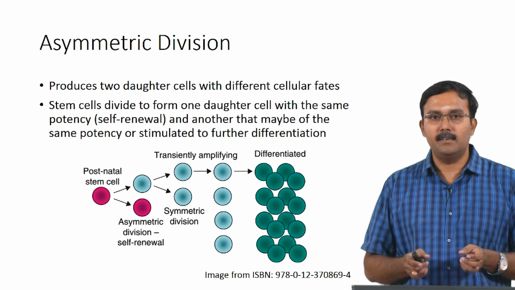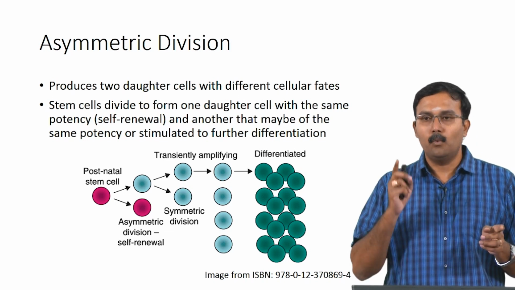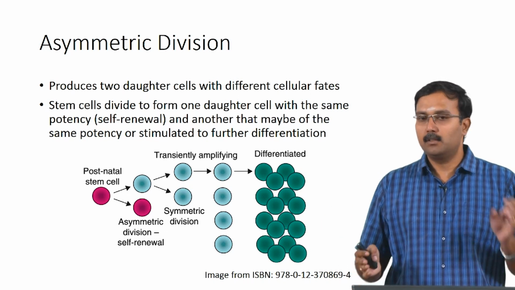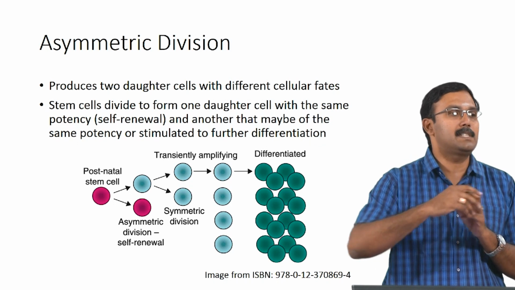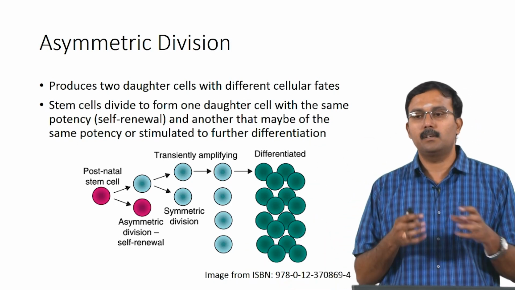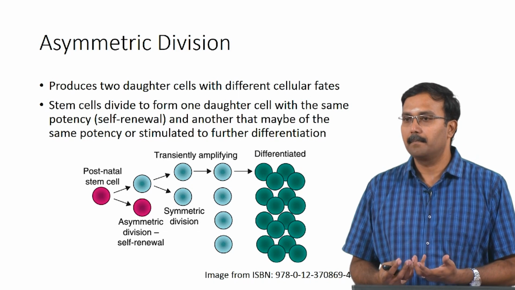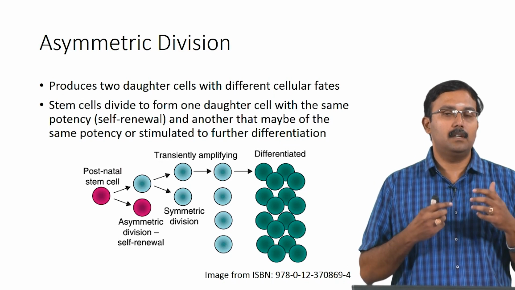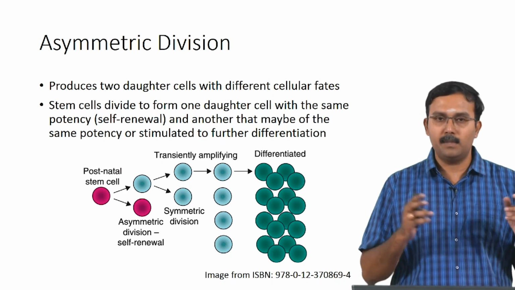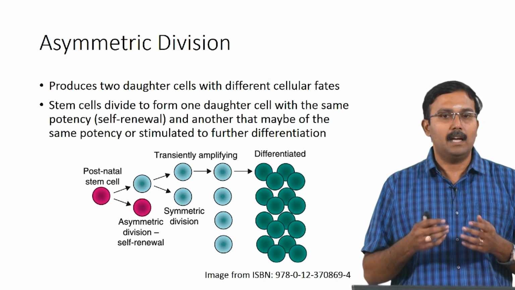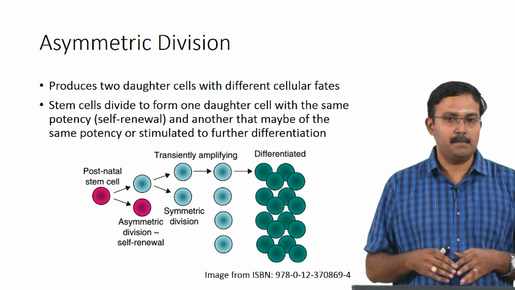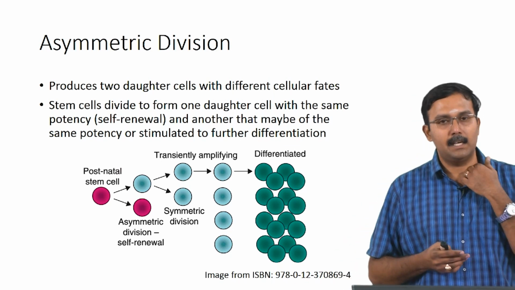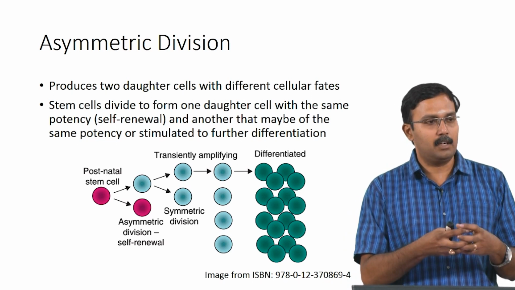You have asymmetric division where the stem cells which divide, one will be a stem cell, which means the self renewing property is maintained. So, one stem cell forms one stem cell and another cell which can get differentiated into any type of cell. So, your stem cell population remains the same, okay. The number of stem cells in their population remains the same. So, basically one daughter cell has the same potency which is the self renewing property. So, it is a stem cell, and the other one can either be a stem cell or be stimulated for further differentiation.